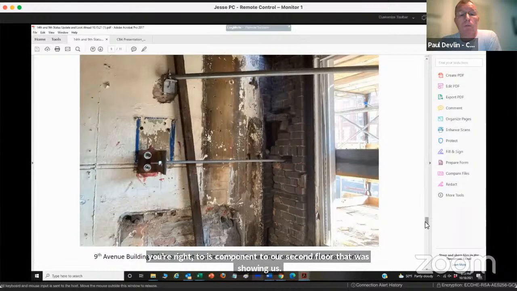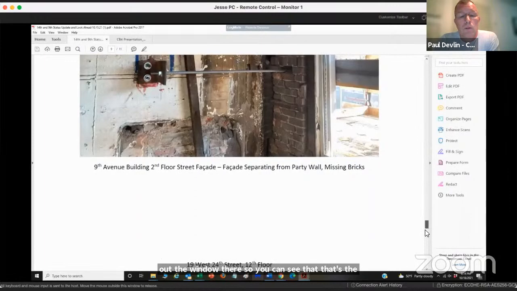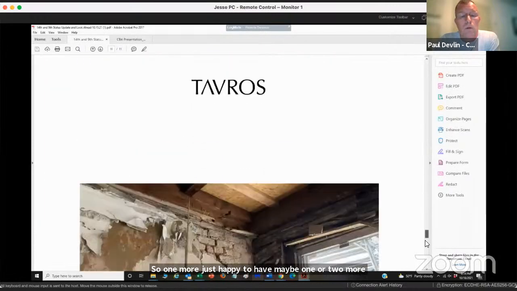That's the facade separating from the party wall. Missing bricks. It looks like it's shored up there too. It looks like they have metal braces in there to hold that in. And again, you're looking out the window there, so you can see that that's the facade wall. So one more, Jesse. I think there's maybe one or two more.